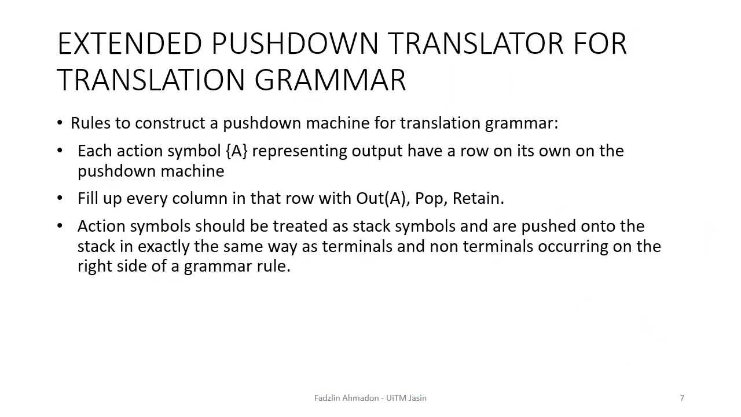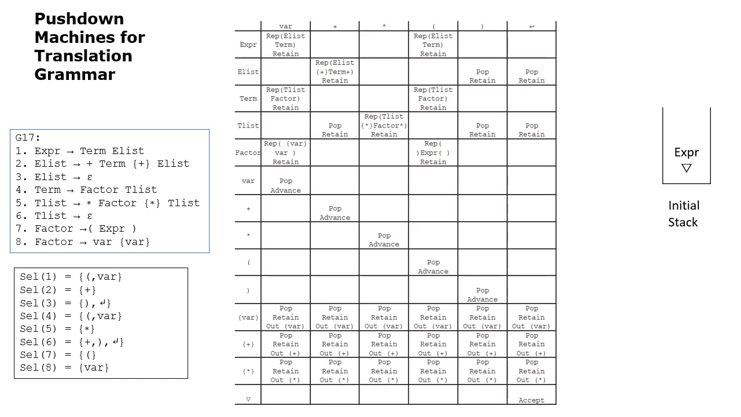Just like LL1 grammar, we can construct an extended pushdown translator for our translation grammar. The rules are basically the same, just that each action symbol will have its own row in the pushdown machine. So this is what I'm talking about. And fill up every column in that row with alt A, where A is our action symbol, pop, retain. And action symbols will be treated as stack symbols. They can be pushed onto the stack exactly the same way as terminals and non-terminals occurring on the right side of a grammar rule. So this is an extended pushdown translator for our translation grammar.